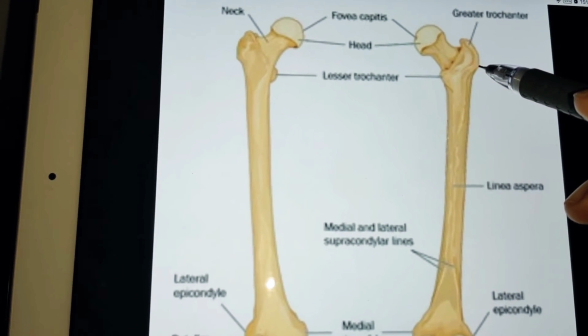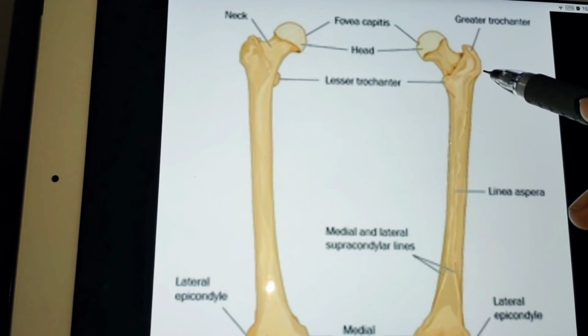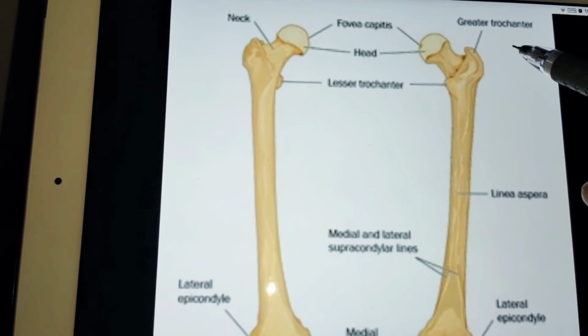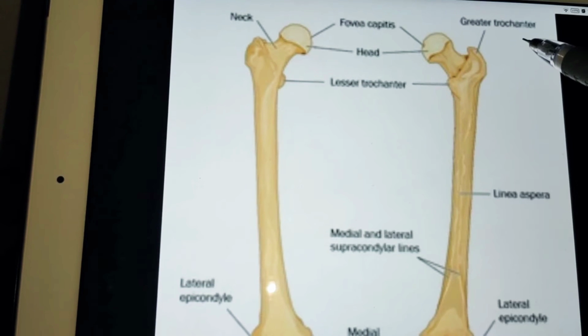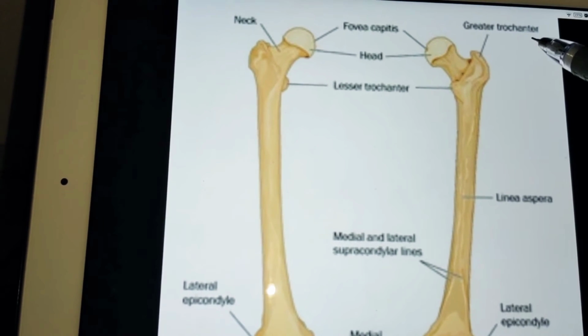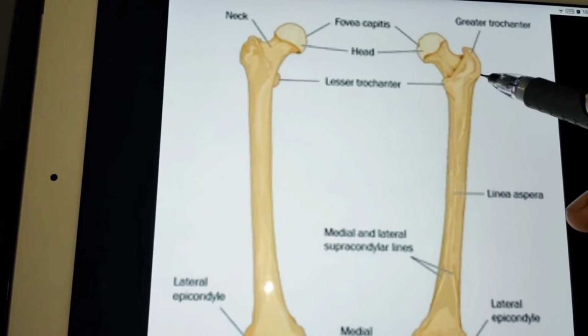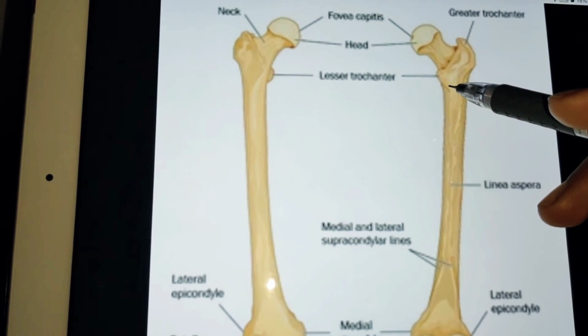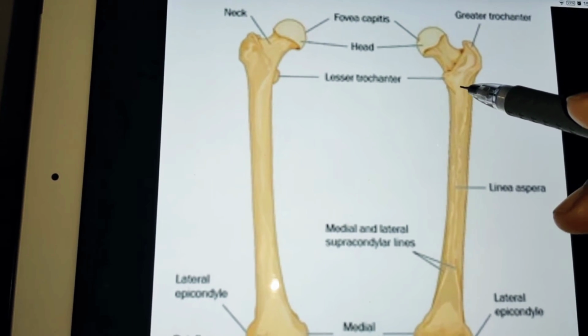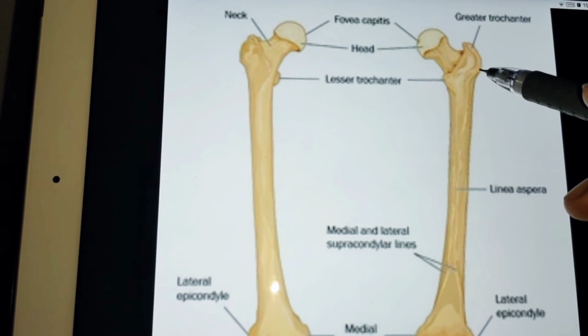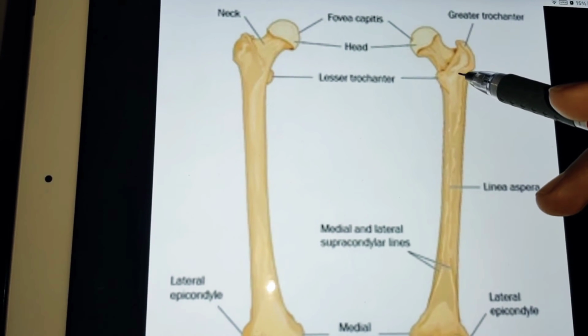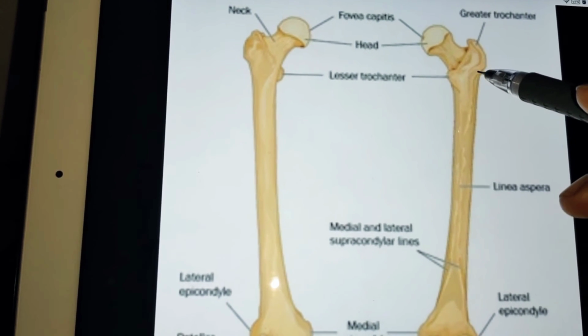It has a rounded elevation a little above its middle, and this is called the quadrate tubercle. Actually it begins above at the posterior superior angle of the greater trochanter and ends at the lesser trochanter. So from here it is ending at the lesser trochanter, and it has a rounded elevation a little above its middle. This rounded elevation in the middle is called the quadrate tubercle.